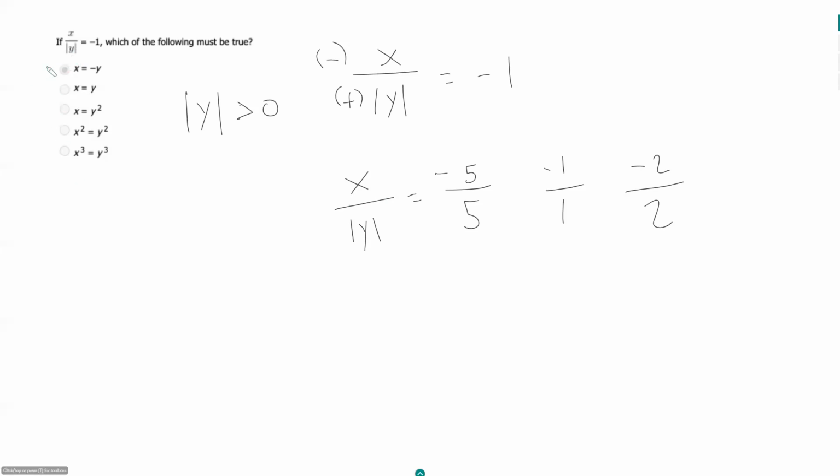So does x have to be equal to -y? No. This will be the case for x and the absolute value of y. But remember, in this case where x over the absolute value of y is equal to -5 over 5, y could still be equal to -5. In that case, it would be equal to x. So that doesn't have to be true, because even though we could have that, we could also have y is equal to 5 and x is equal to -5. X is equal to y squared. No, that would only be true if they were equal to 1.